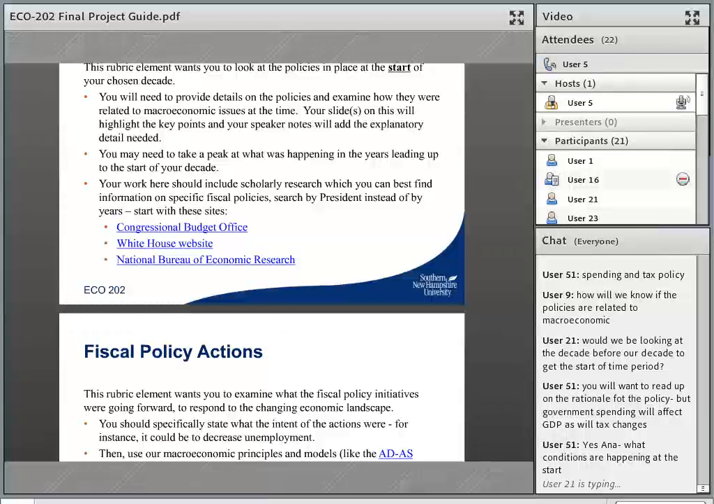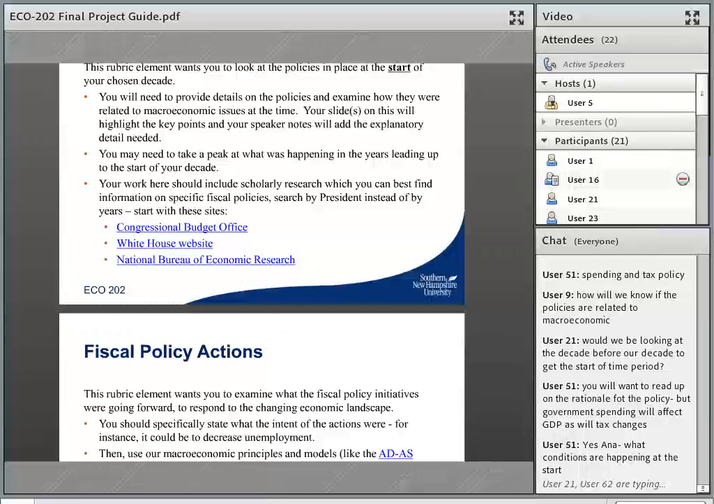The Congressional Budget Office is a great primary resource. When a tax policy is changed and signed into law, or a spending policy is put into law, the Congressional Budget Office reviews that and the impact of that. So that's a wonderful resource there.